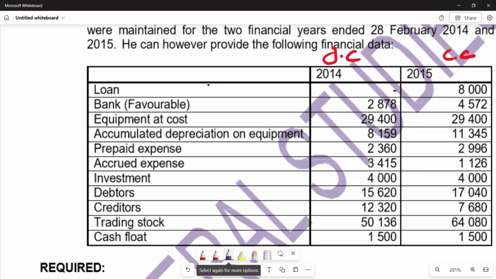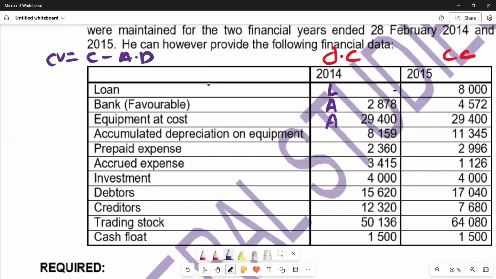So we come here, we see that loan is on the first, it's a liability. Bank is an asset if it's favorable, but if it's unfavorable, it becomes a liability. It will be a bank overdraft. So equipment and cost also is an asset. But for equipment, you know that the figure that we're going to consider is the carrying value. So we are going to say cost minus accumulated depreciation. Remember, to get your carrying value, you say your cost minus your accumulated depreciation. So we are going to subtract it from them.